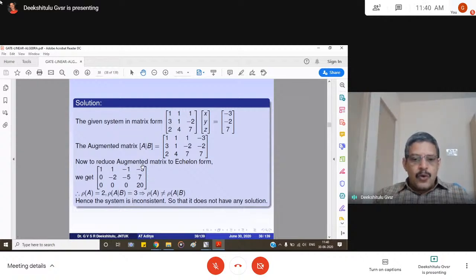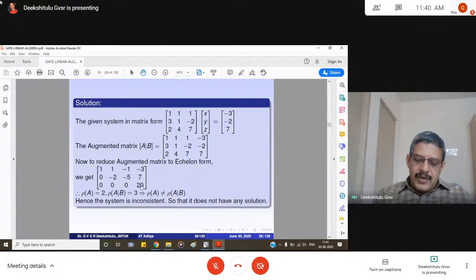So if you close off the last column, what is the matrix? The remaining matrix is the echelon form of A. Please listen very carefully. If we close the last column, that is B, the remaining 3 by 3 matrix is the echelon form of A. Because it is the echelon form of A, what is the rank? The number of non-zero rows. So the rank of A is 2.